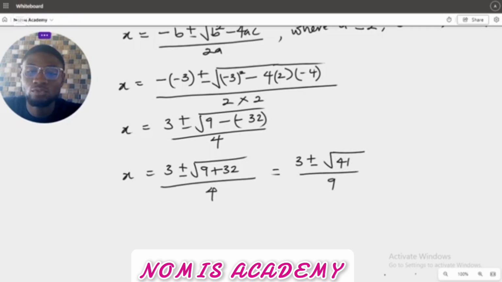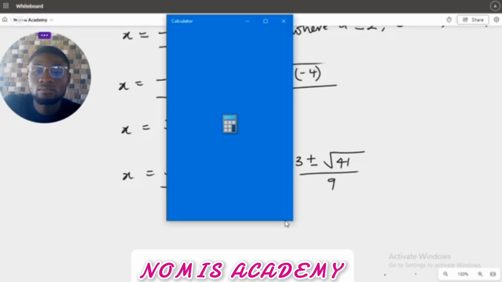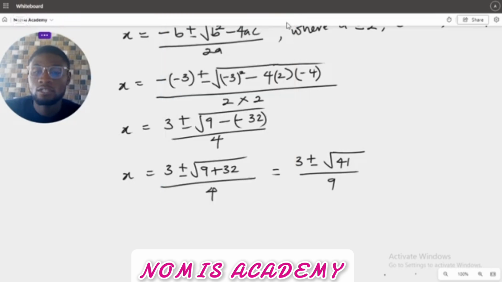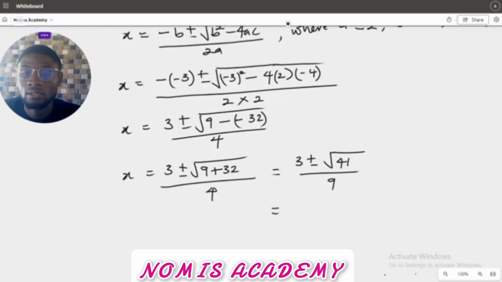So let us find the square root of 41 quickly using our calculator. The square root of 41 is 6.403 to 3 decimal places. So let's take 6.4. So to continue, this is 3 plus or minus 6.4 divided by 4.